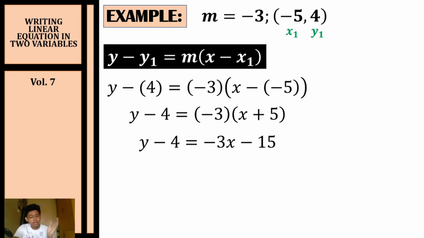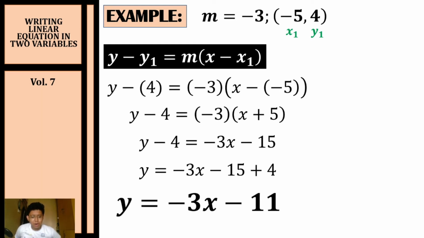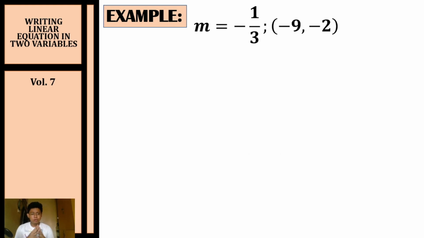Now let's transfer negative 4 to the other side by adding both sides by positive 4. So we will have y is equal to negative 3x minus 15 plus 4. Then from there, combine like terms, we will have our equation of the line, which is y is equal to negative 3x minus 11. Alright, let's have another example. We're going to look for the equation of the line that will have a slope of negative 1/3 and it will pass through the coordinate negative 9, negative 2.